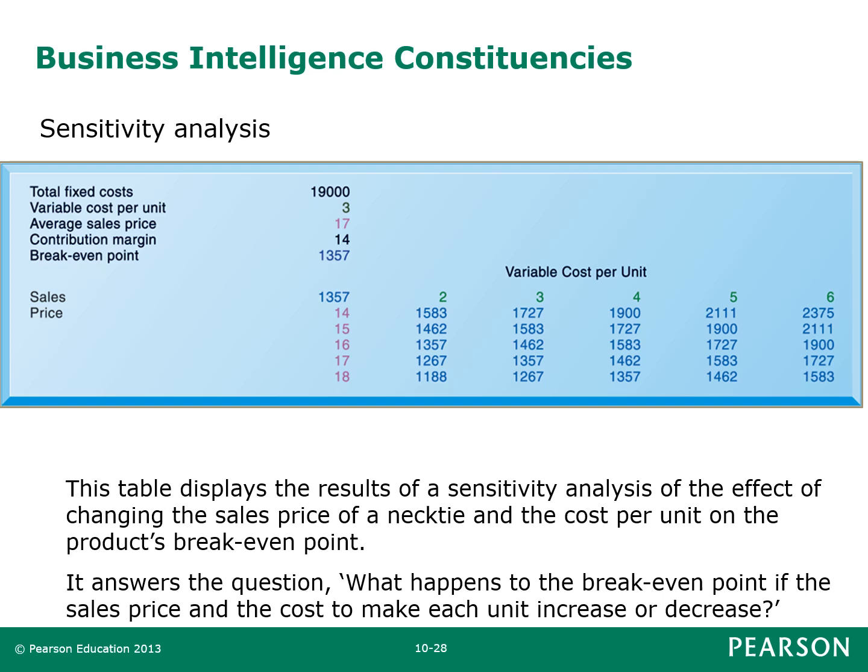This graphic demonstrates the results of sensitivity analysis of changing the sales price of a product to answer the question: what happens to the break-even point if the sales price and the cost to make each unit increases or decreases? The break-even point is where the cost is exactly covered and there is no loss or profit made.